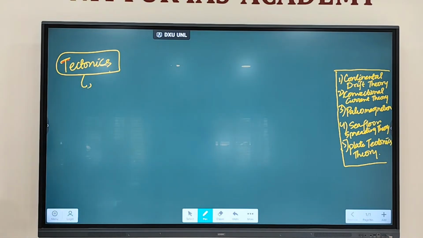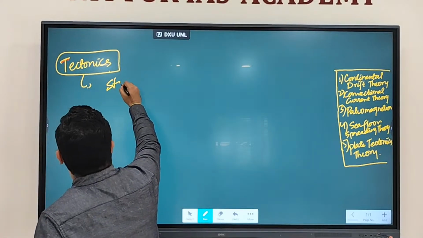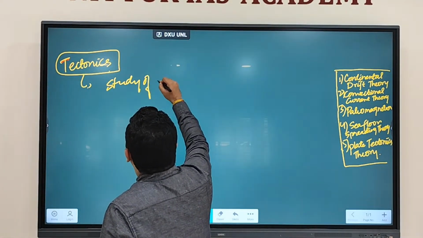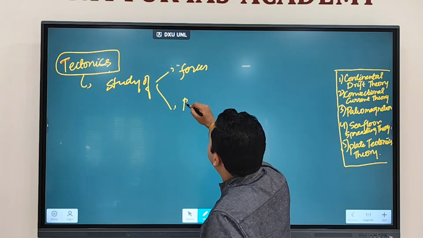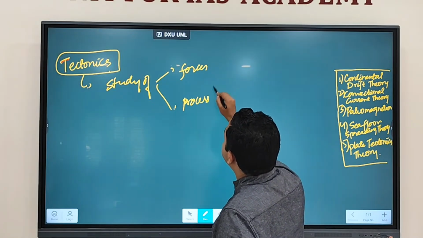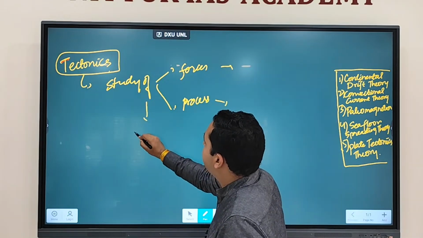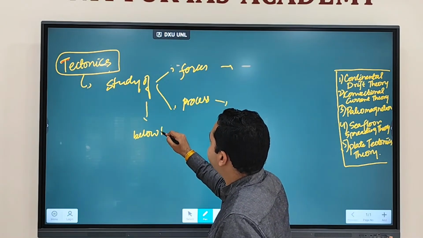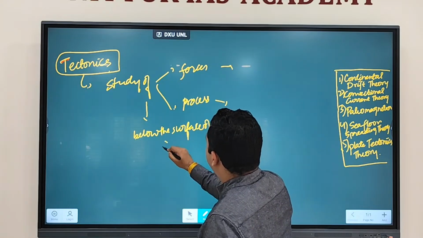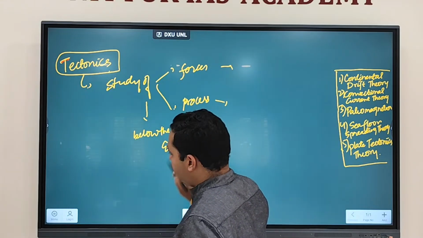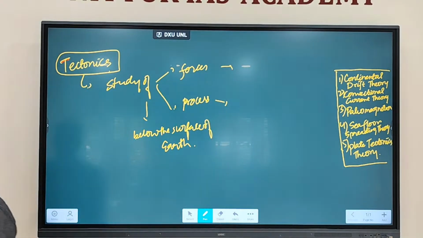Clear? So the term tectonics means it is a study of what? It is a study of forces and processes that are taking place below the surface of Earth. This is going to be called tectonics.